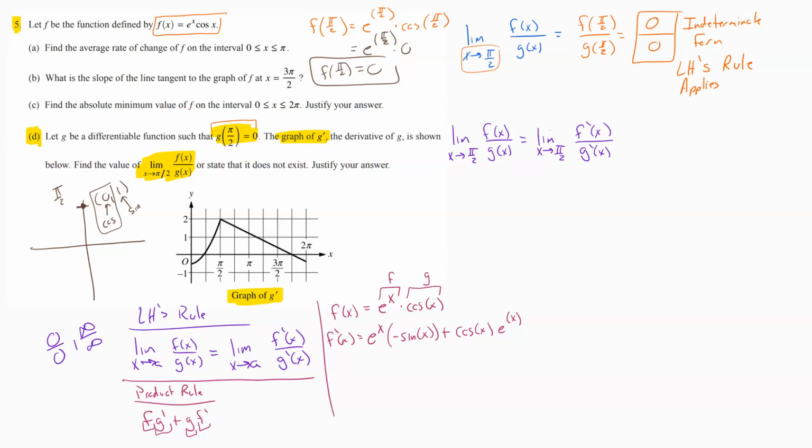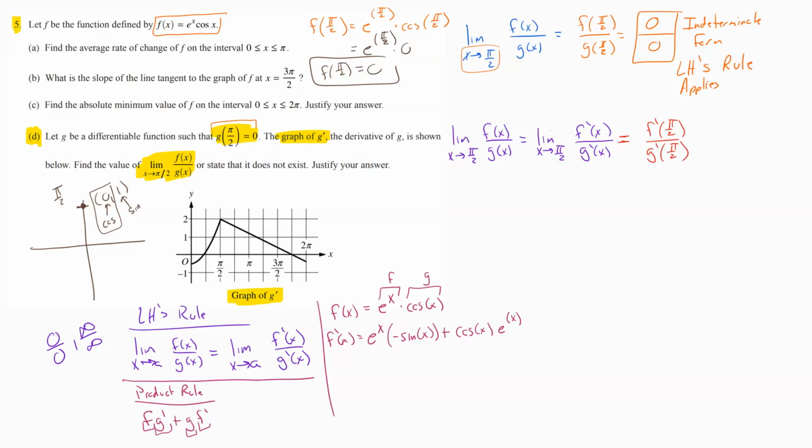Now what we're going to do is we're going to come through and plug in pi over 2 to those. So this would equal the limit. Oh, no, we don't need the limit anymore. Once we start plugging in values, now we just get to plug it in. So this would be f prime of pi over 2 divided by g prime of pi over 2.